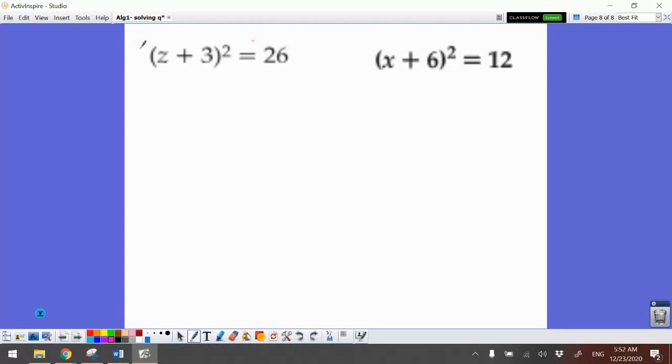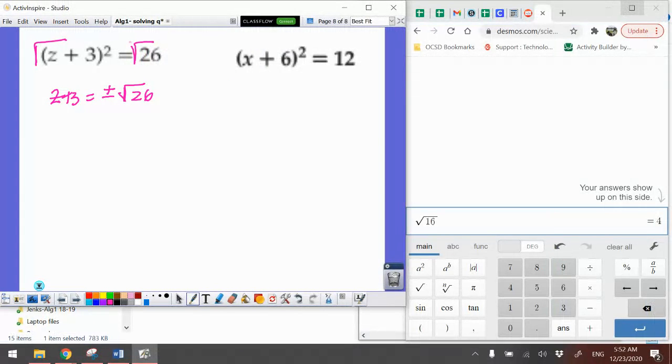So the first thing, again, is we're going to take our square roots, because we've got our squares by themselves. So z plus 3 is equal to positive negative square root of 26. Now 26 does not have a perfect square, so we need to figure out what that value actually is. Let's take the square root of 26, and I'm going to get 5.09. Let's round that off to 5.1. So positive negative 5.1.